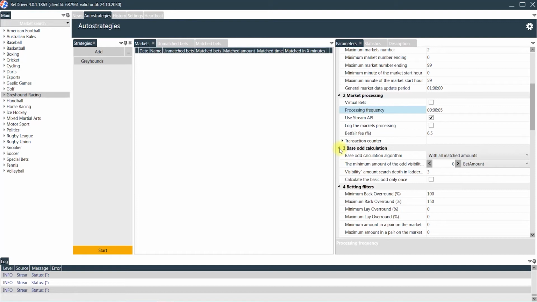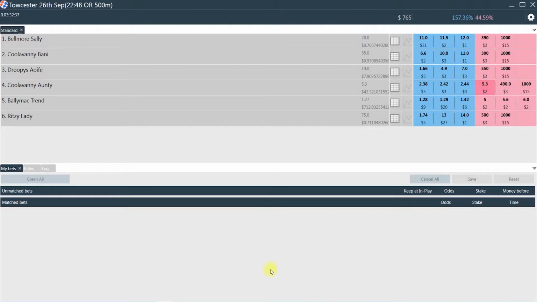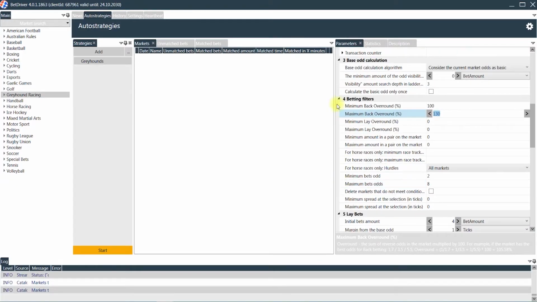Base odd calculation algorithm. Consider the current market odds as basic. This means that the program will carry out all calculations on the basis of the current odds. The overround will be from 100 to 130. As soon as the market starts to become competitive and the overround is reduced to 130, the program will start placing bets. The minimum odds for an initial lay bet is 4.